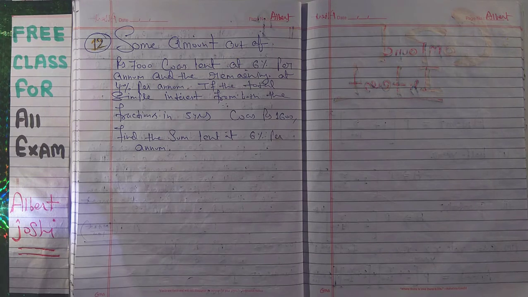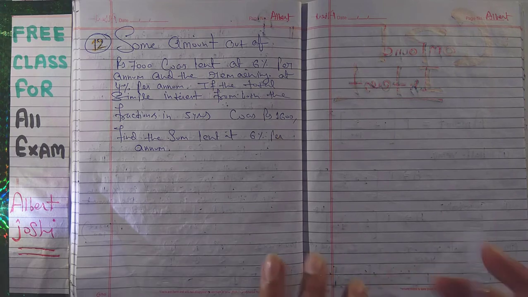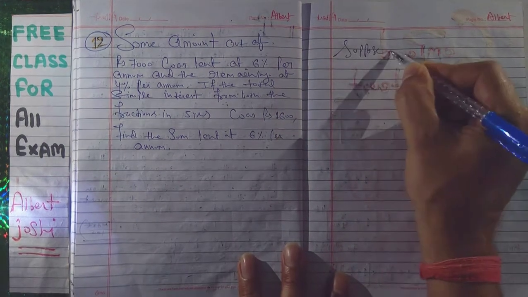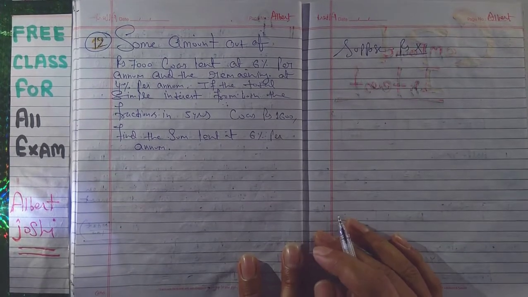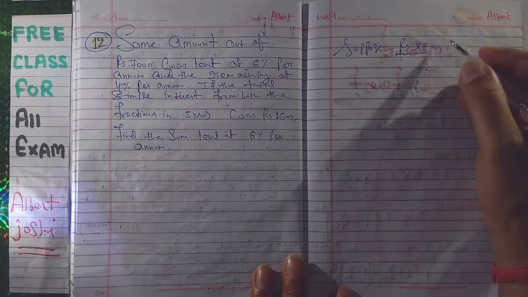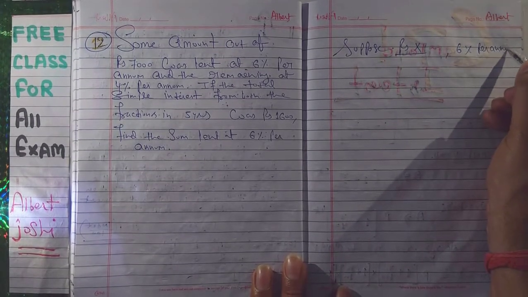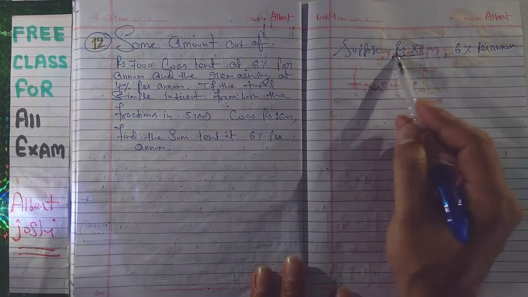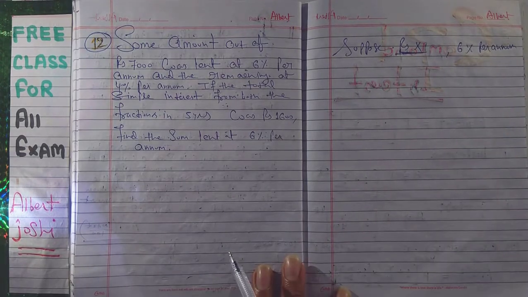Okay, so this question is very simple. At first I will solve it by the high school method. Suppose your rupees is X, and it is 6% per annum. Find the sum lent at 6% per annum. Suppose your sum is rupees X at 6% per annum.